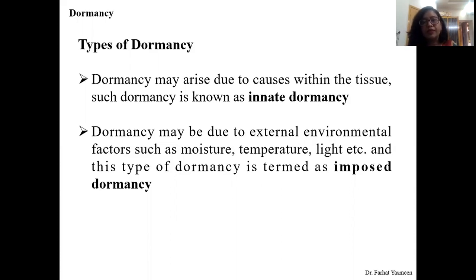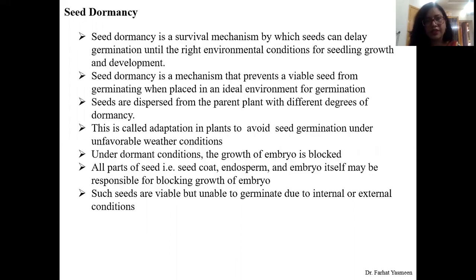imposed means it is not a natural process, not because of internal conditions but because of external conditions, such as moisture imbalance, temperature, light, etc., and some chemical inhibitors which have inhibited the growth. So this kind of dormancy is not natural; it is imposed by something from external environmental factors. This kind of dormancy is imposed dormancy.